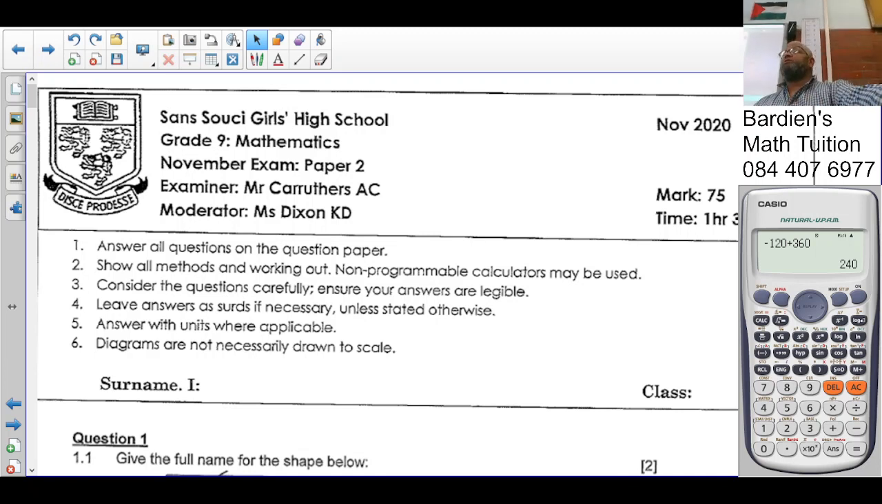Okay, good afternoon, class. So at this point we're looking at November 2020. We're busy with November 2020 paper 2.